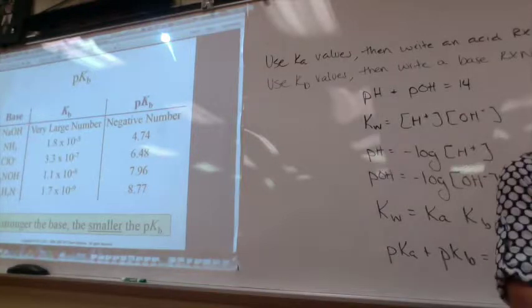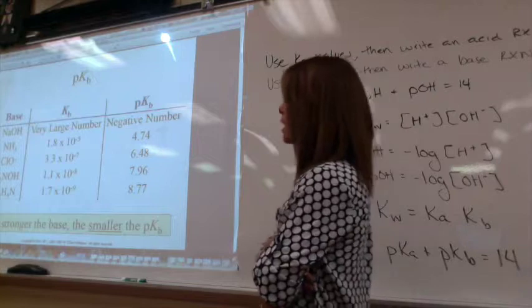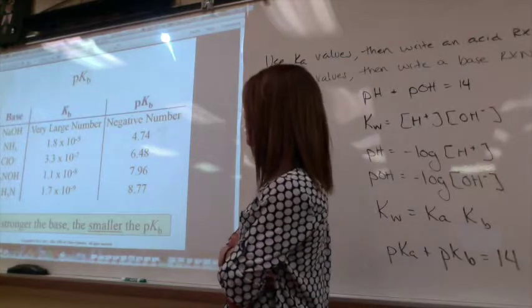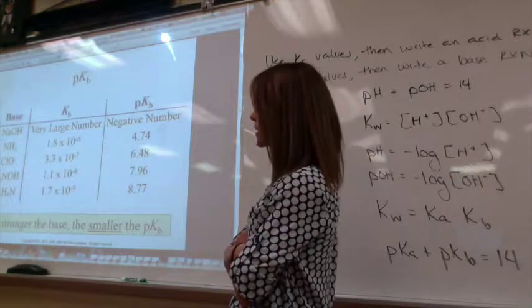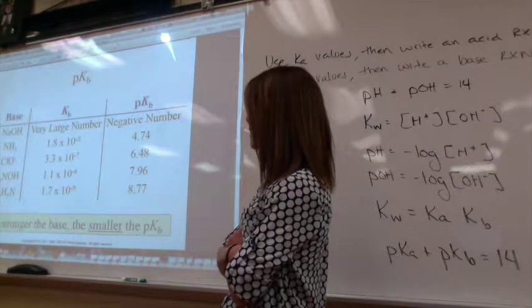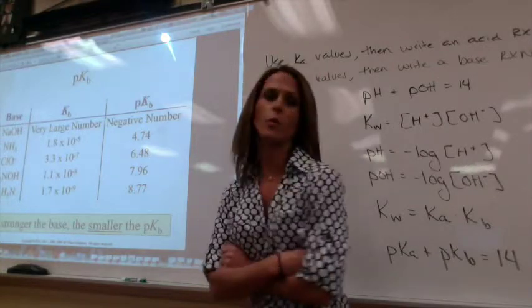All right, same thing with pKb. Sodium hydroxide has a very large number, gives you a negative number. Then ammonia, a weak base, and then going down the list, we have weaker bases, and then the pKb value goes up, the weaker the base.